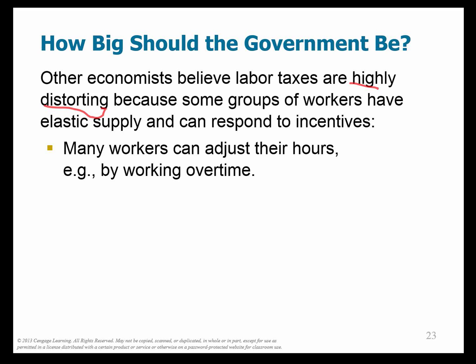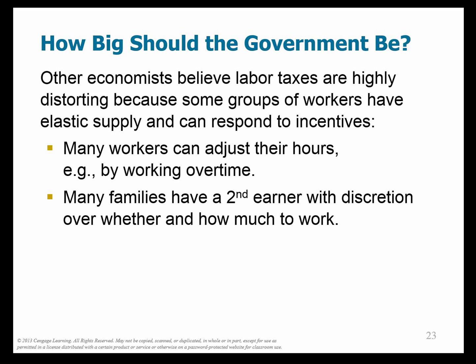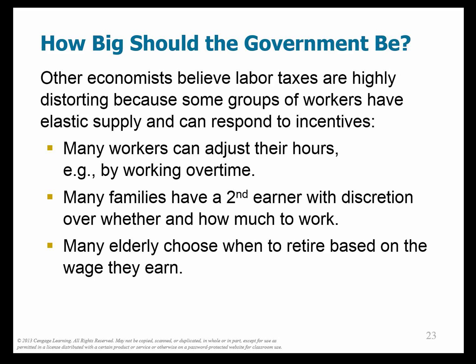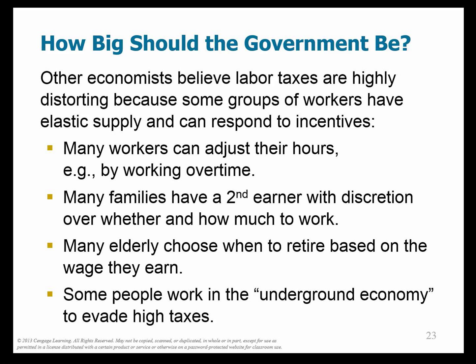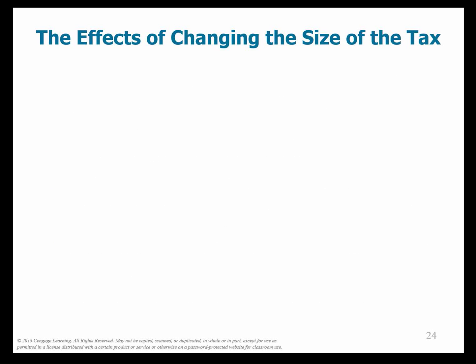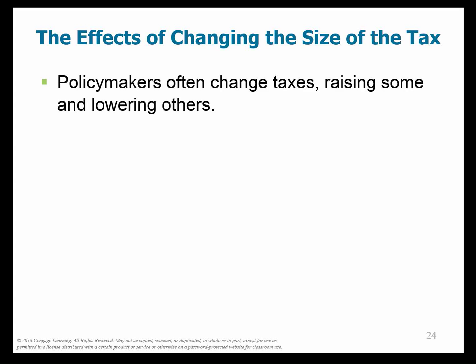And the argument for an elastic labor supply is that many workers can adjust their hours, many families have two earners, and many elderly people choose to retire based on the wage they earn. Okay? And then finally, a lot of people drop out of the regular economy and work, quote, under the table, meaning they get cash, so they don't have to pay taxes. So labor supply might be elastic, in which case the deadweight loss is very large from this. All right? So it's unknown which of those is true.